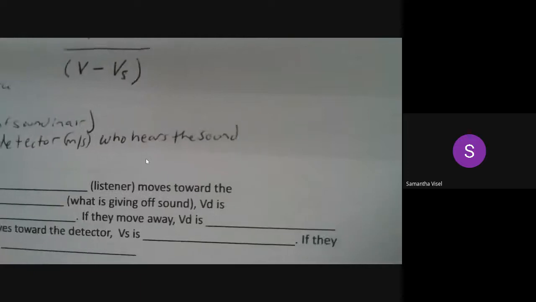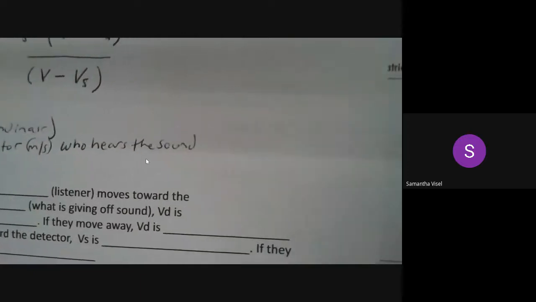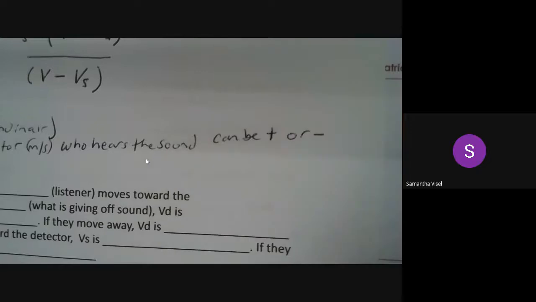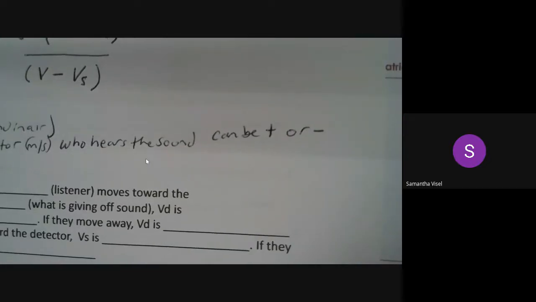Now what makes these problems a little ickier than they already look is that this number can be positive or negative, and you have to determine if it's going to be positive or negative based on how the detector is moving.